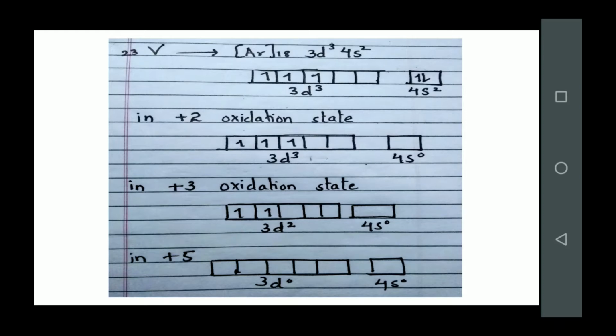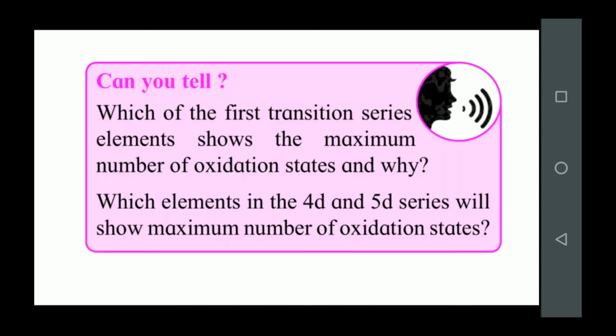In +5 oxidation state, all the electrons from s as well as d are lost. Okay, so you know how or why these variable oxidation states are possible, because the electrons from s as well as from d orbitals are able to participate in the bonding. Okay, in the same way, students, you can show the variable oxidation state of any element.